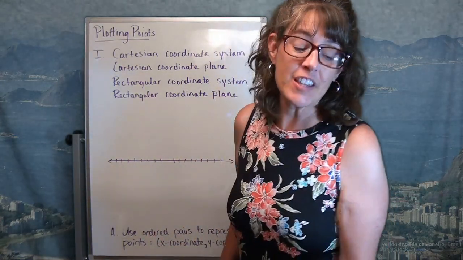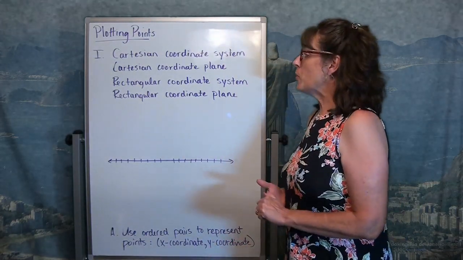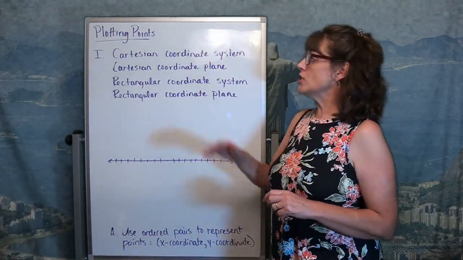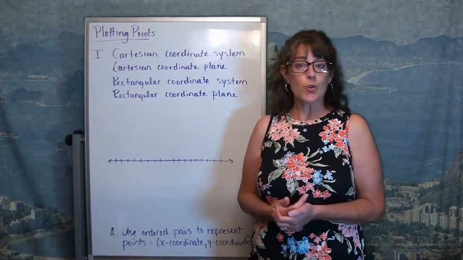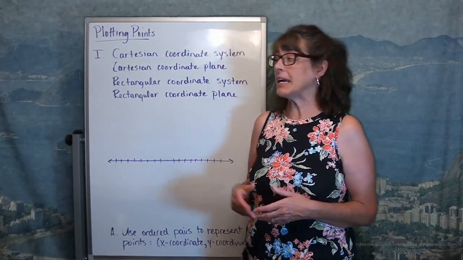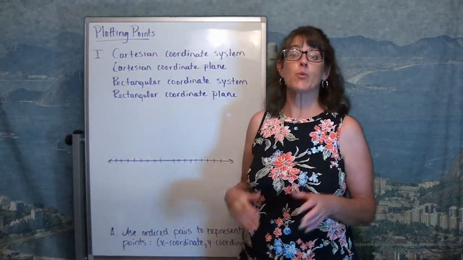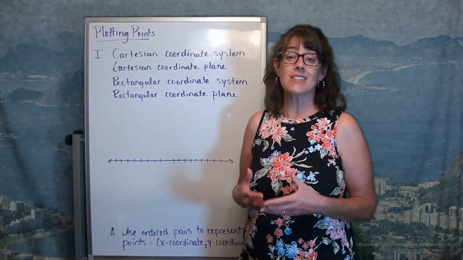All right, well, let's change our way into plotting points. So when we plot points, we plot them in what we call a Cartesian coordinate system, also called a Cartesian coordinate plane, also called a rectangular coordinate system, also called a rectangular coordinate plane. All four of these names represent the exact same thing, and it is our 2D system.